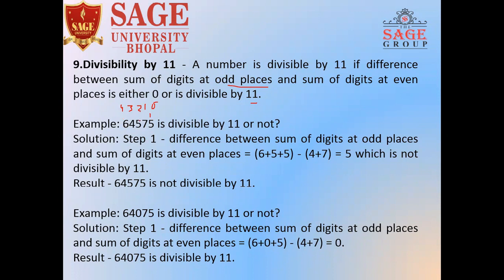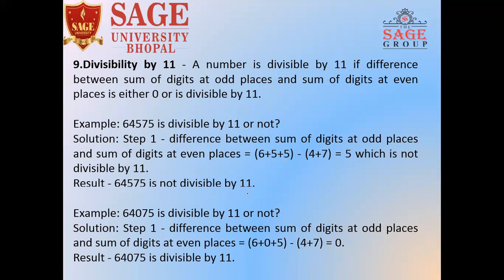At position 4 is 6, at 2 is 5, at 0 is 5. So we sum 6 plus 5 plus 5, minus the sum of the digits placed at odd places. Odd places mean 1 and 3. At 1 is 7, at 3 is 4, so 4 plus 7. While calculating this, 16 minus 11 is equal to 5. Neither is it 0 nor is it divisible by 11. So this number is not divisible by 11.